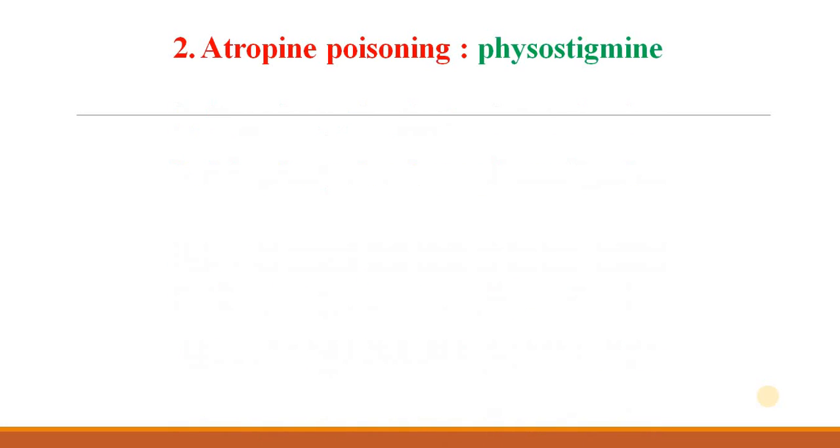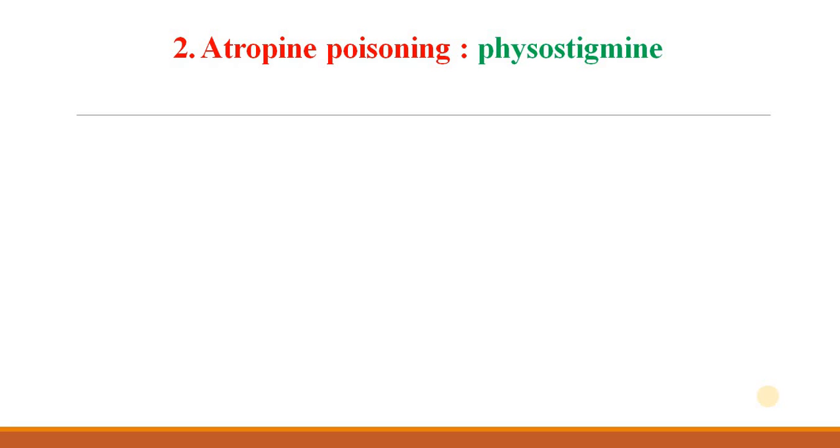In the next slide, we will see atropine poisoning. The drug of choice for atropine poisoning is physostigmine. You will get this information anywhere, in WhatsApp messages, etc., but nobody is going to explain it to you. So please watch this video until the end.